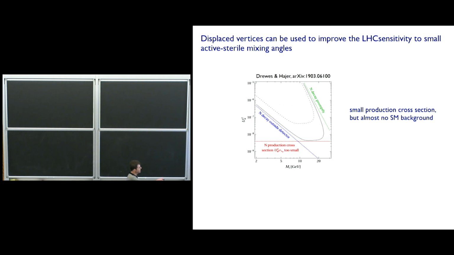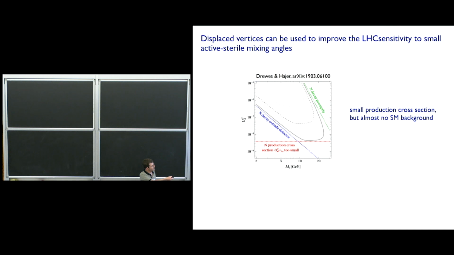So this is again the mass of the sterile neutrino versus the mixing angle squared. Now we go to much smaller values, here 10 to the minus 7, 10 to the minus 8, 10 to the minus 9. Let's see which region we can constrain by looking for displaced vertices at the LHC. There is a price to pay, which is a small production cross-section. So there is a limit in red below which you cannot go, because you will not produce enough N. How come you can go to such low values of the active sterile mixing angle?